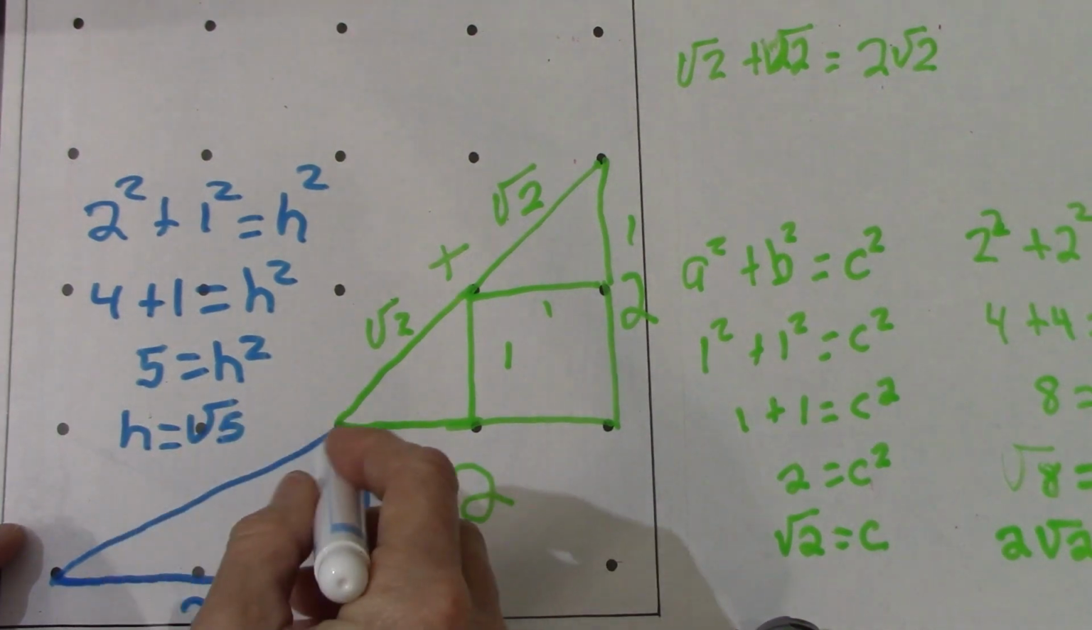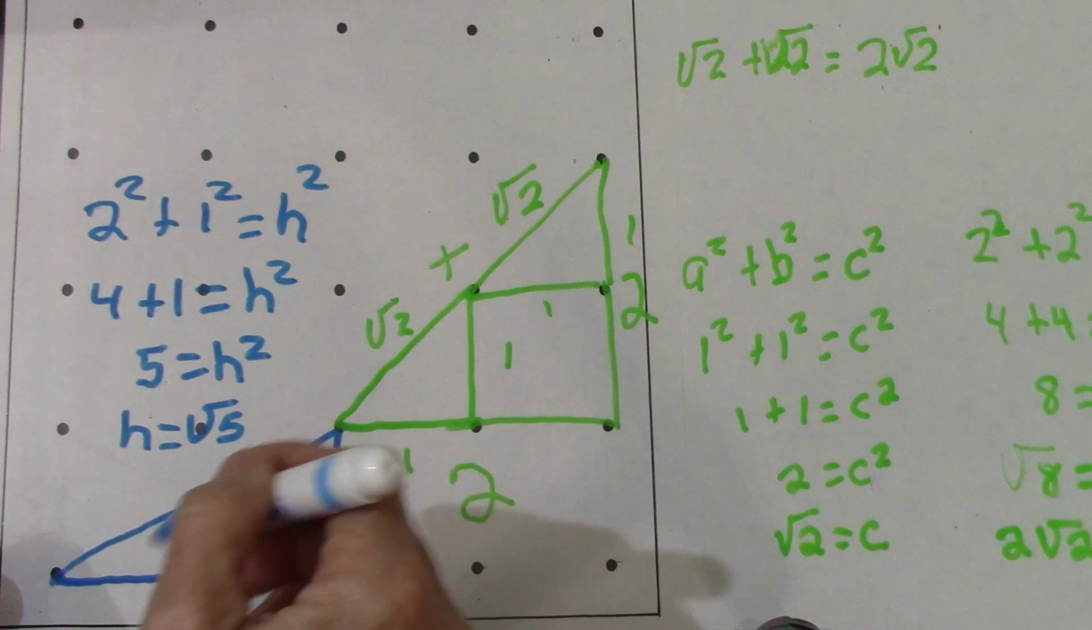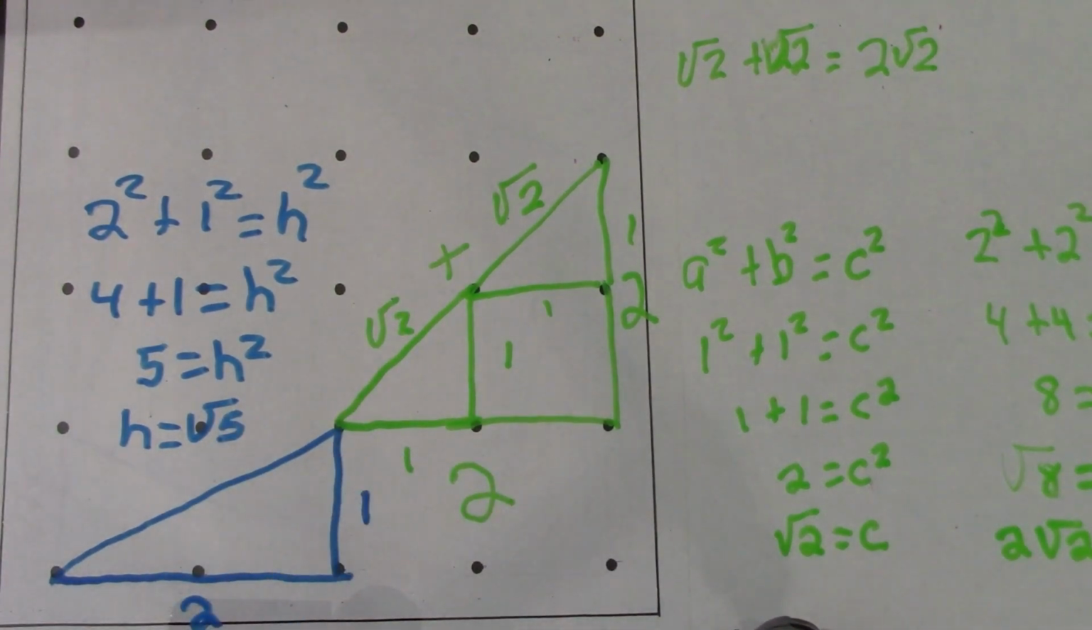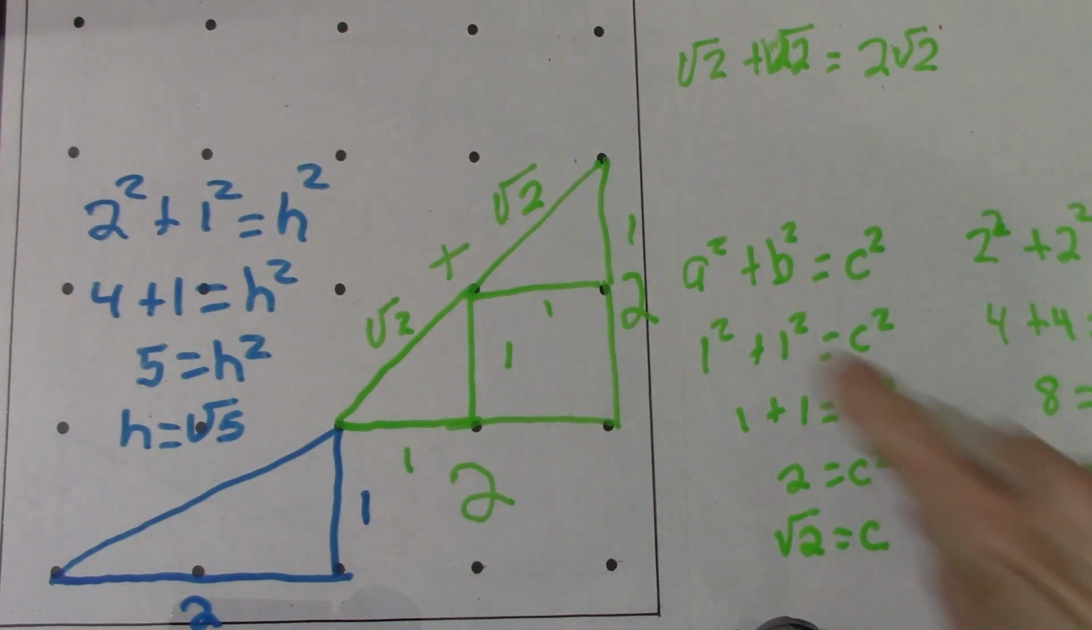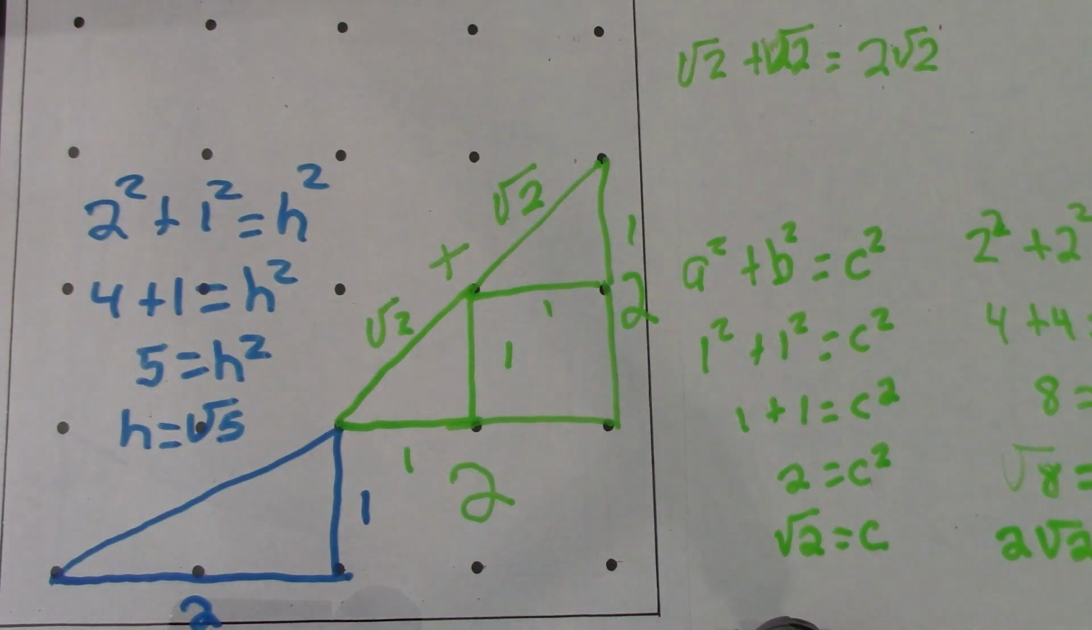So this here is the square root of 5, and you see how it doesn't line up. It doesn't make a straight line, so we can't add the square root of 5 with the square root of 2 because the numbers under the radical sign are different. So we can't add those together because they don't make a straight line. But when the radicands are the same, we make a straight line, we can add them together.